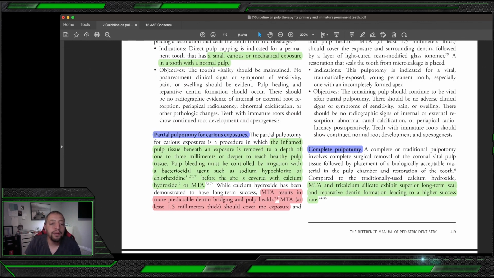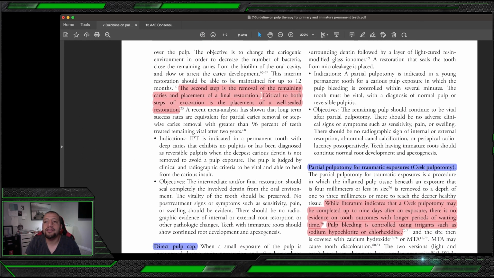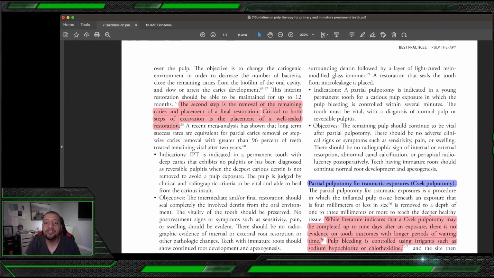MTA results in more predictable dentin bridging and pulp health. MTA at least 1.5 millimeters thick should cover the exposure and surrounding dentin, followed by a layer of light-cured resin-modified glass ionomer restoration that seals the tooth from microleakage. I believe now you see the pattern. This line is important, beside the other line, speaking about the removing of everything, discolored caries, everything you see at the dentin enamel junction.